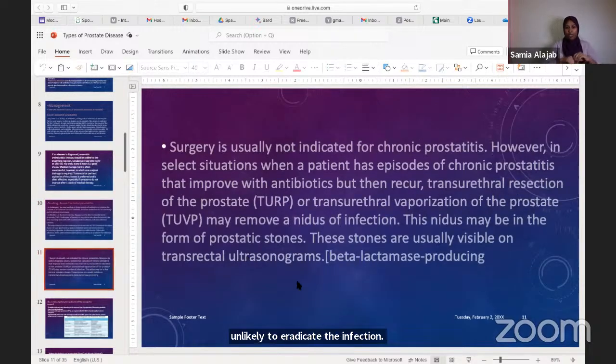Okay, so again, surgery is usually not indicated in case of chronic bacterial prostatitis. However, in select situations, if the patient has episodes of chronic prostatitis that improve with antibiotic but then recur again, we go for complete removal, transurethral resection of the prostate or transurethral vaporization of the prostate. This may remove nidus of infection. If there is a stone, if there is any cause of infection, we can treat that. This nidus may be in the form of a prostatic stone. These stones are usually visible on transrectal ultrasonography, as we said earlier.